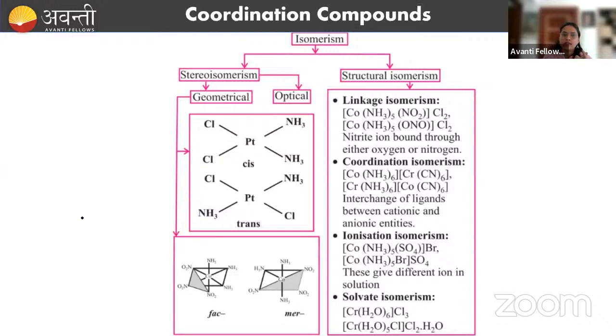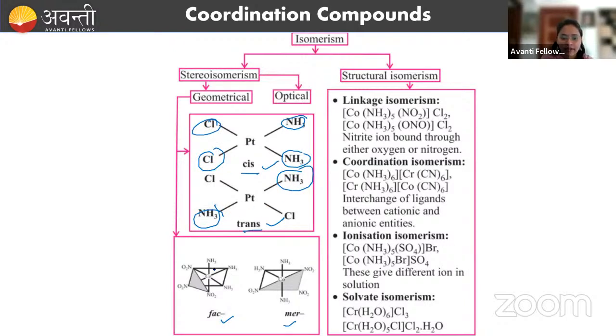When we talk about geometrical stereoisomers, they are of 2 types, cis and trans. Two more isomers are there, which are known as facial and meridional. Cis means same groups are present on the same side, and when same groups are present on the opposite side, it is known as trans.